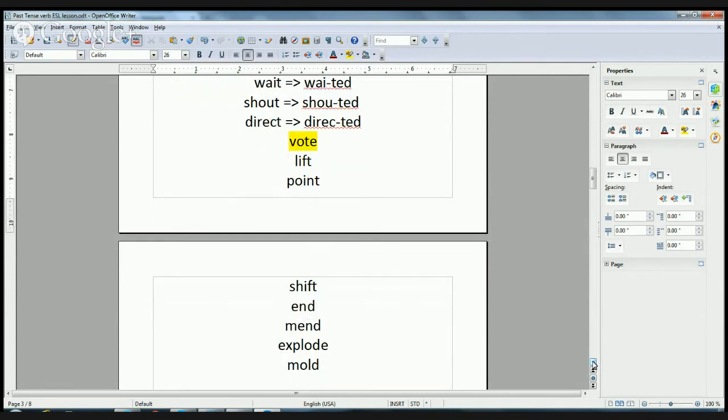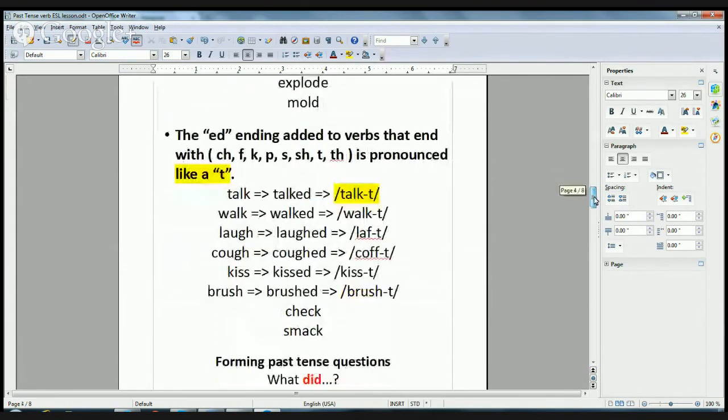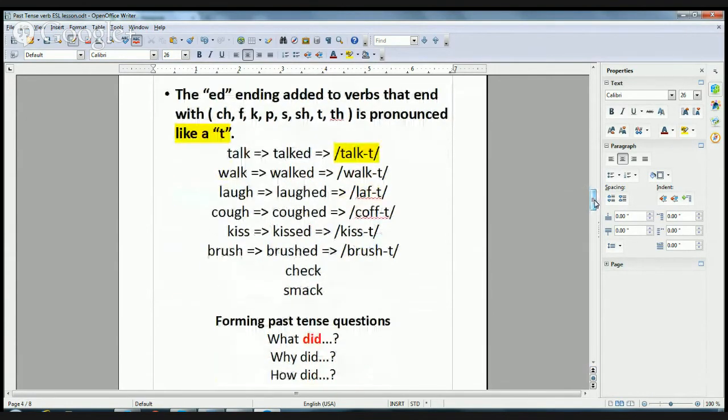Thank you. You're welcome. Very good. Thanks for asking that question. All right, and let's take our last exception, and that's going to be it. So it says here the ED ending added to verbs that end with CH, F, K, P, S, SH, T, and TH is pronounced like a T.